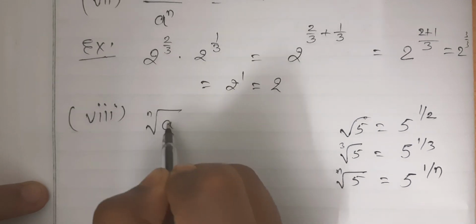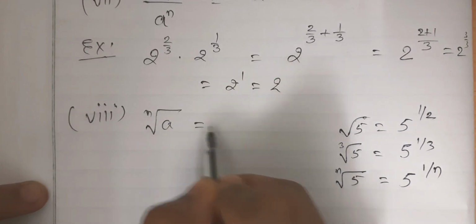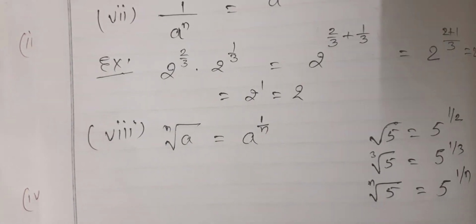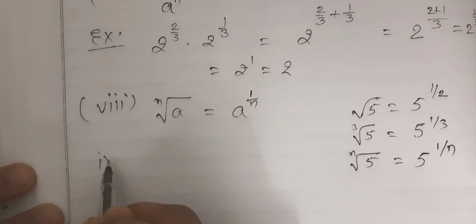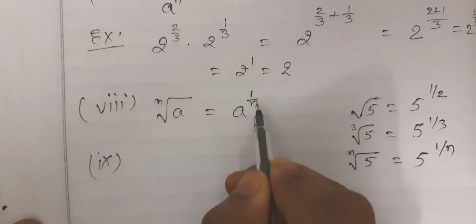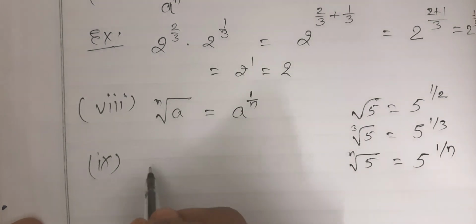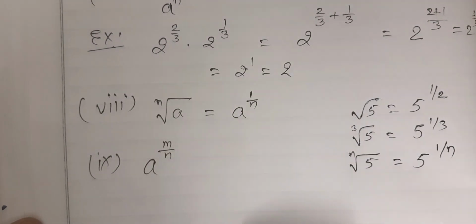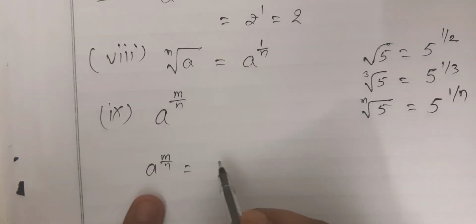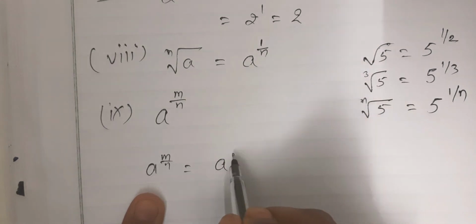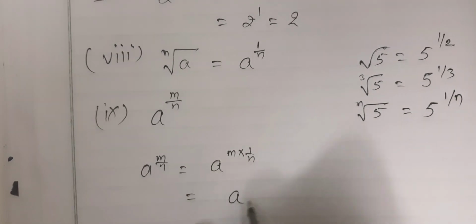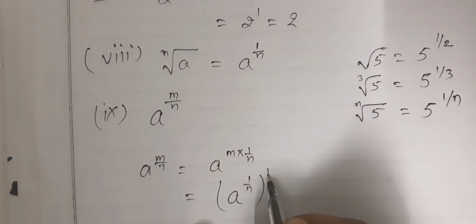The nth root of any number a is equal to a raised to the power 1 by n. And one more, from here we can say, if we have a raised to the power 1 by n, it means nth root of a. If a raised to the power m upon n, then how to write? See, a raised to the power m by n can also be written as a raised to the power m multiplied by 1 by n, or a raised to the power 1 by n raised to the power m.